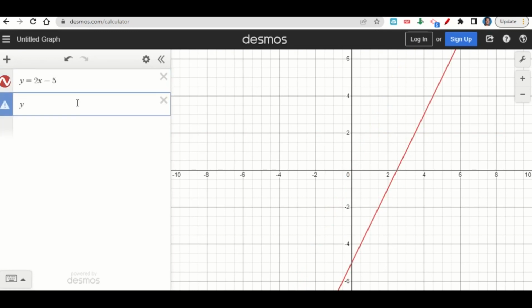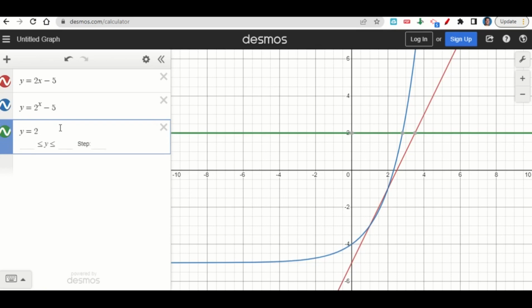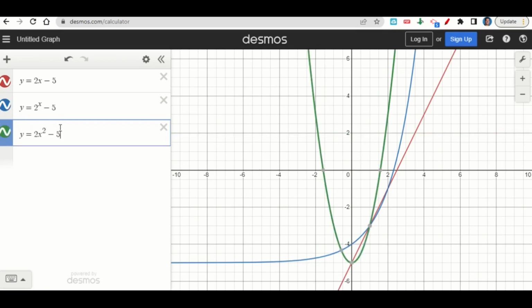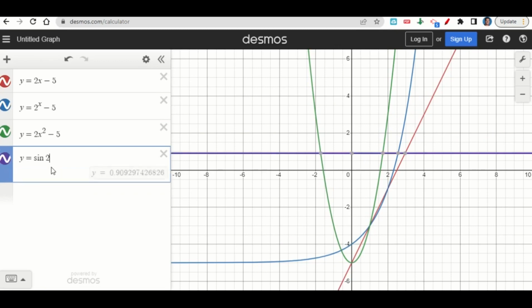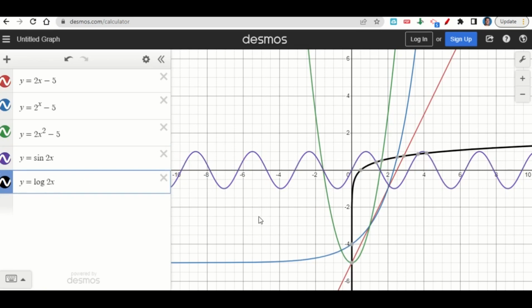We can do an exponential. Y equals 2 to the x power minus 5. That's what it would look like there. We can type in a quadratic, y equals 2x squared minus 5, and see exactly what that one looks like. We can do trig functions. So y equals sine of 2x. And that's what it would look like. We could do logs. Y equals log 2x. And see exactly what it looks like. So we can graph any one of these kinds of functions and it will do it for us in Desmos.